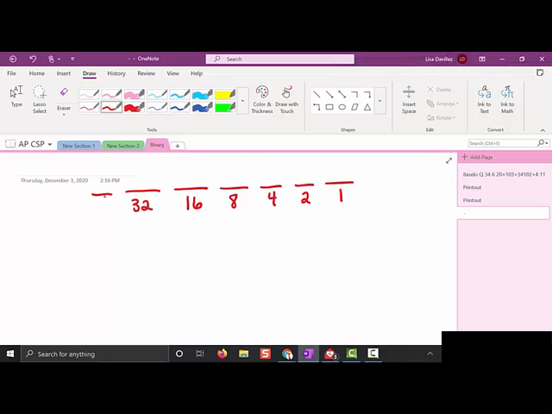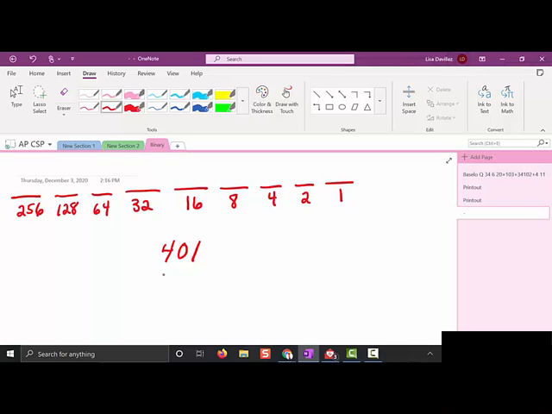32, 64, 128, and we'll go to 256. All right. Okay, so say my number is, well, let's do, how about 401? All right, so what I'm going to do is look to see, what is the largest place value that will go into this only once?